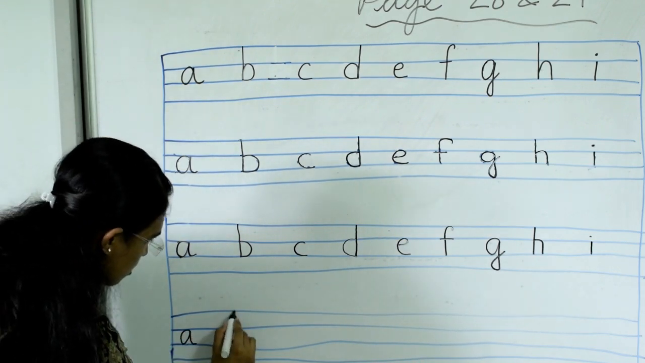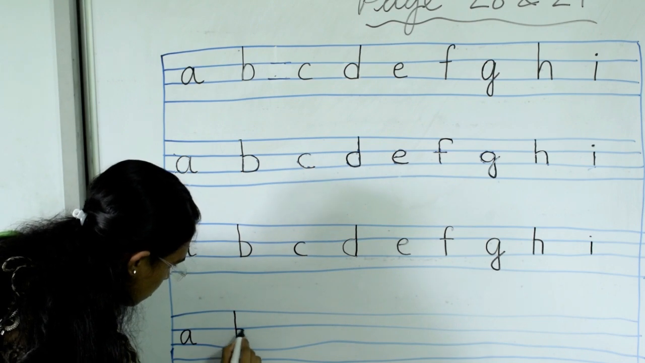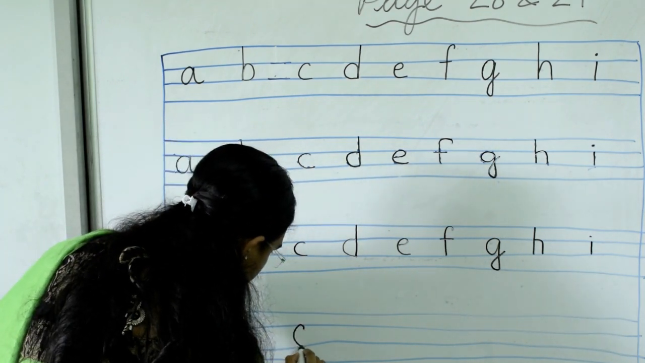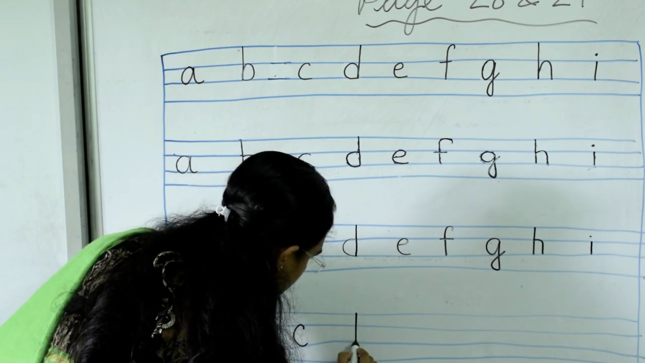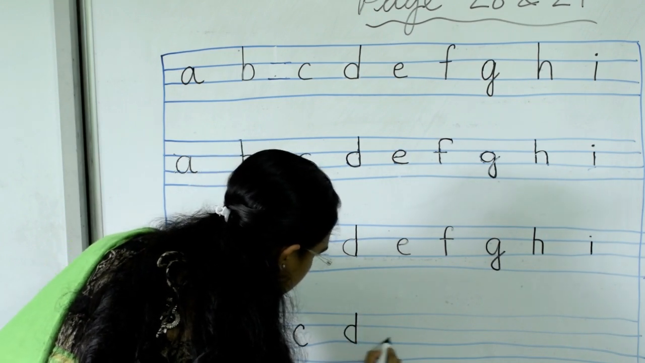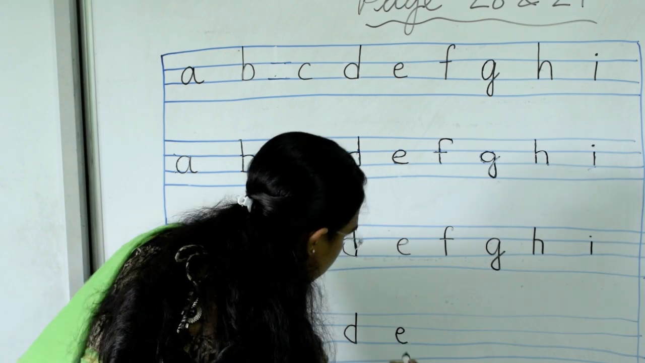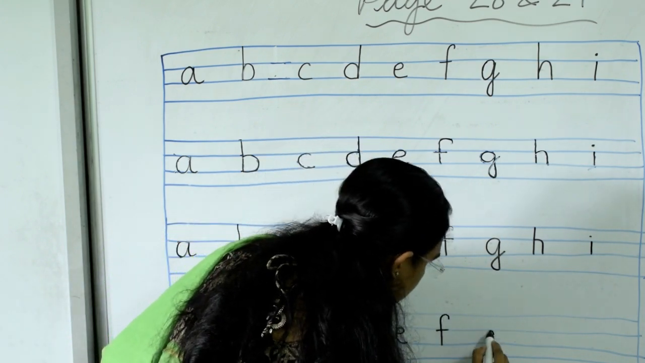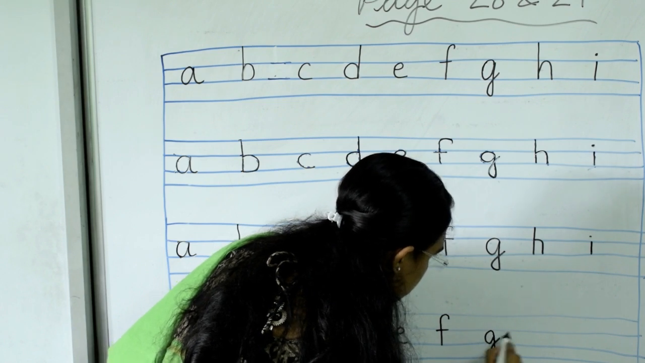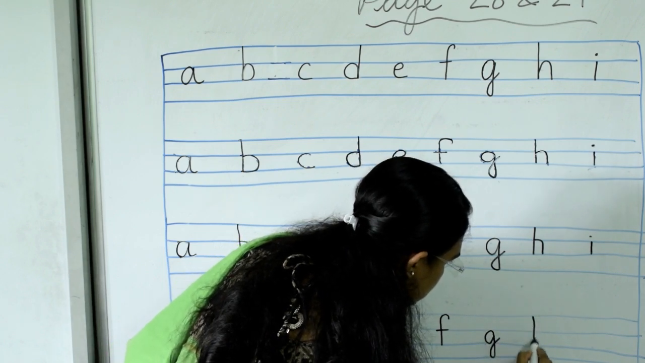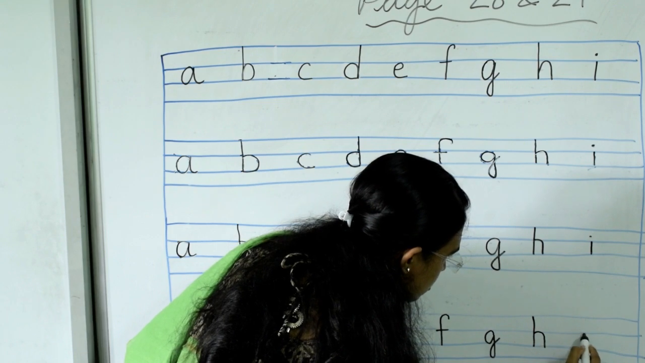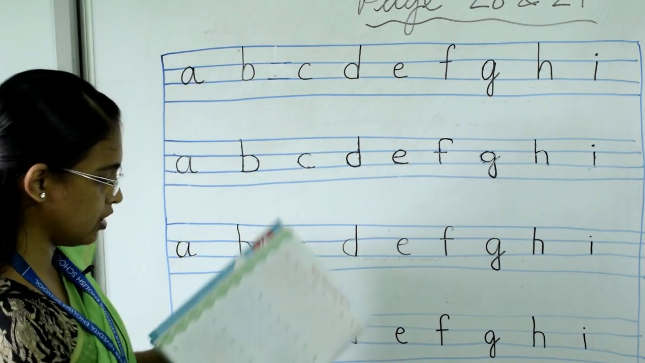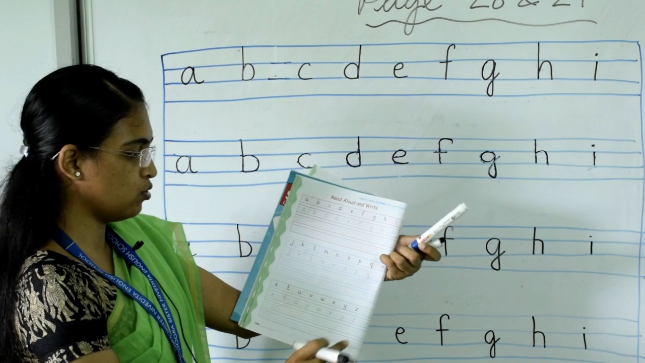A, B, C, D, E, F, G, H, I. In this way you have to write all these letters from A to Z.